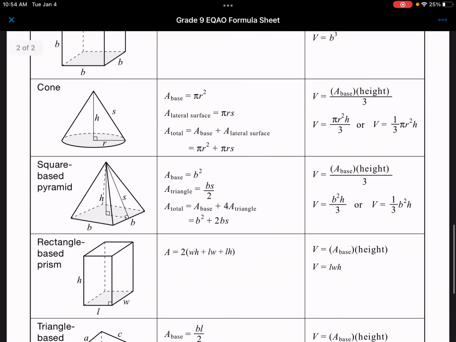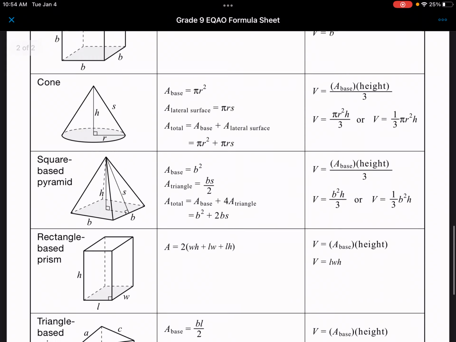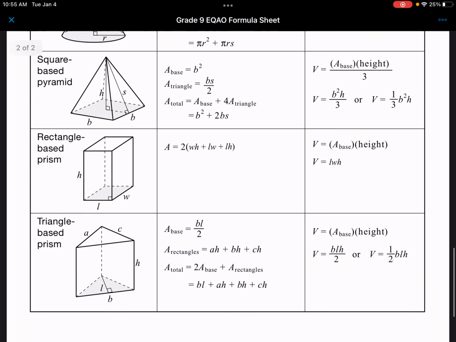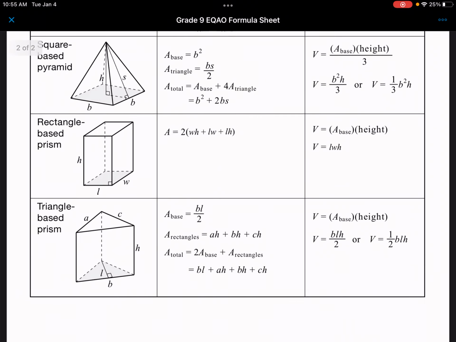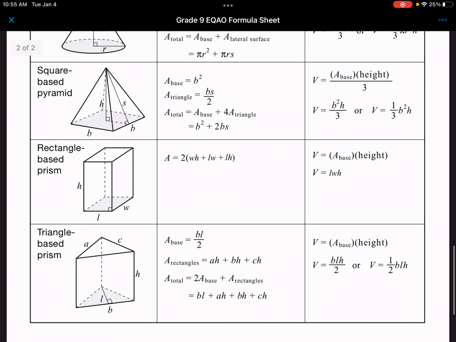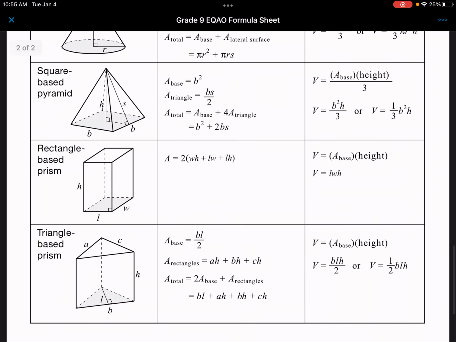For your square base pyramid, you also need your slant height, your base, and your height. For a rectangular base prism, you need your length, width, and height. And for your triangular base prism, you need your length, your height, your base length, and your 2 side lengths of A and C. Then you can figure out all these measurements just by calculating the surface area and the volume based on these formulas right here.